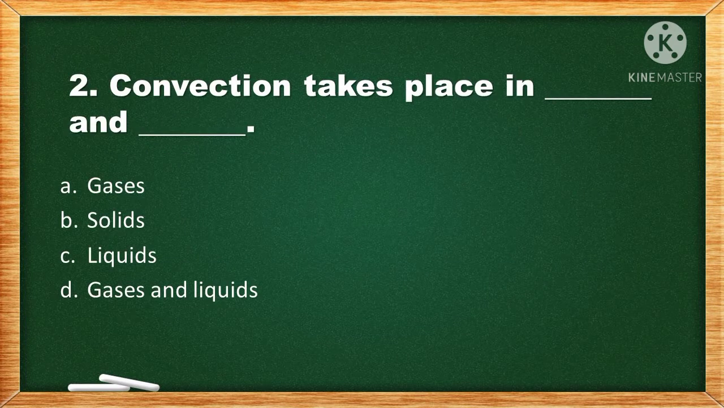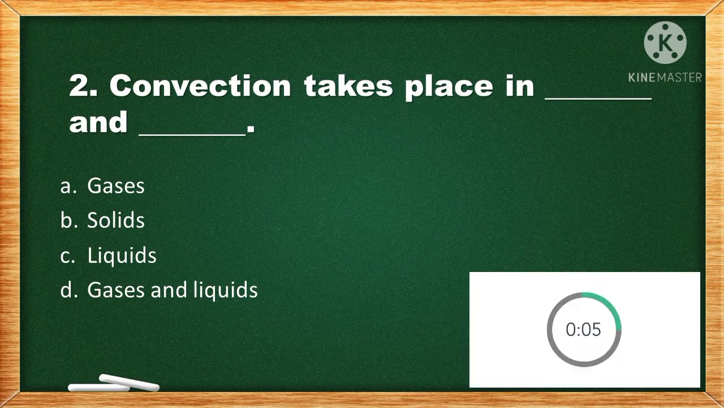Number 2. Convection takes place in blank and blank. A. Gases. B. Solids. C. Liquids. D. Gases and liquids.